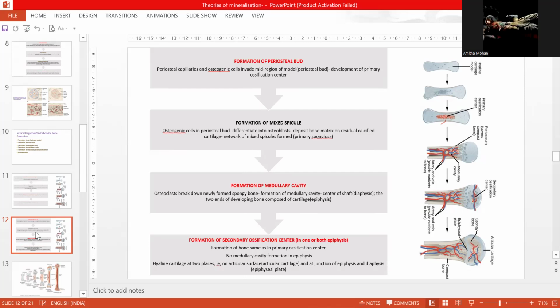The two ends of the developing bone are composed of cartilage, that is, the epiphyseal part of the bone. The formation of bone here is the same as that which occurs in the primary ossification center, but no medullary cavity formation occurs in the epiphysis. Hyaline cartilage will be present at two places: on the articular surface as articular cartilage, and at the junction of epiphysis and diaphysis as the epiphyseal plate.